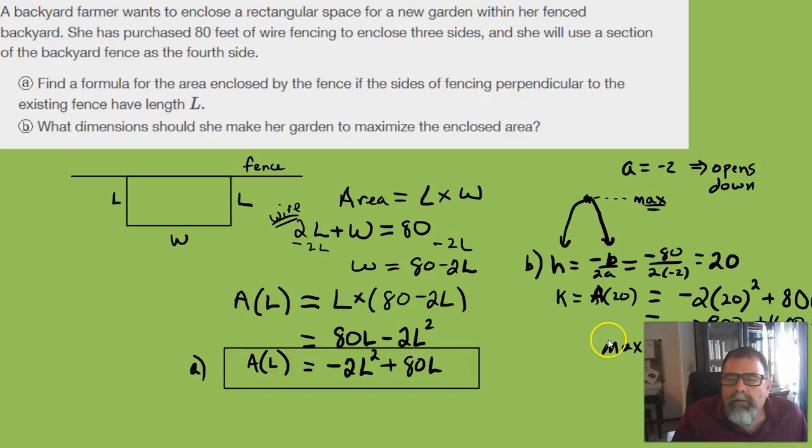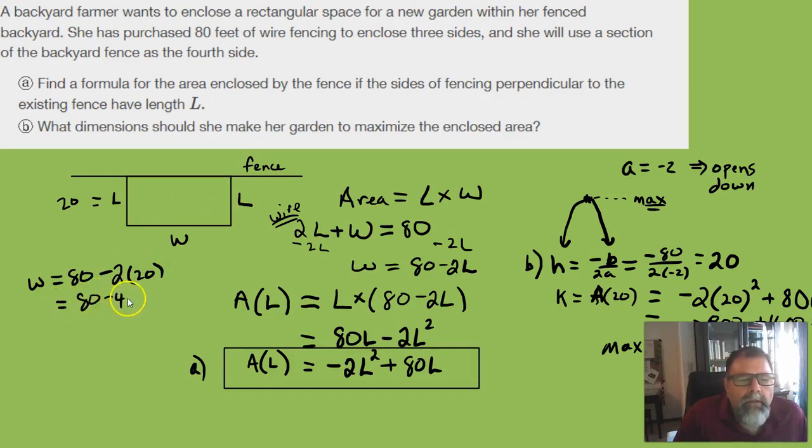Well, L is 20. So if L is 20, and then that one's 20. 20 plus 20 is 40. Plus another 40 would get me 80. So basically you just plug it in here. 80 minus 2 times 20. Or you can just reason through it like I was going to do.